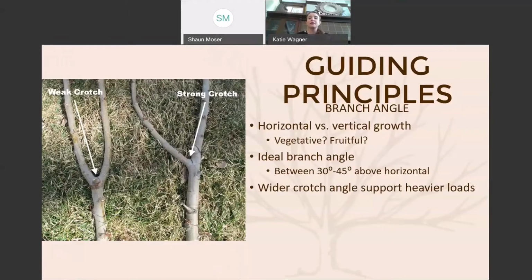Another important thing for our branch angles is that a wider crotch angle is going to be able to support heavier loads. And that's pretty obvious why that's important, especially when we're talking about things like apples and pears and peaches and nectarines, which are really pretty heavy, large-sized fruits. If we have a really narrow crotch angle, it tends to be pretty weak. We get a lot of branch breaking under the weight of that fruit. Having that wider angle is going to help us support those heavier fruit loads.